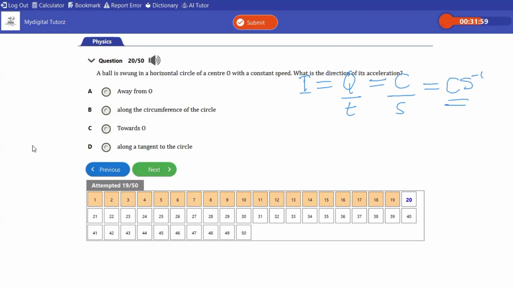So the next question, question 20, says, a ball is swung in a horizontal circle of radius r with a constant speed. What is the direction of its acceleration? This is a circular motion, and in a circular motion, the acceleration is always toward the center. So the correct answer here is C, toward O, which is the center of the circle. I hope we are together.